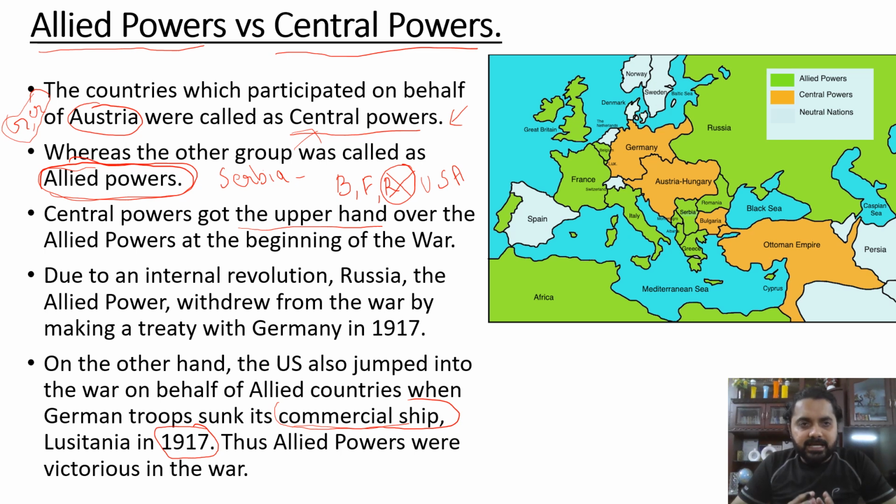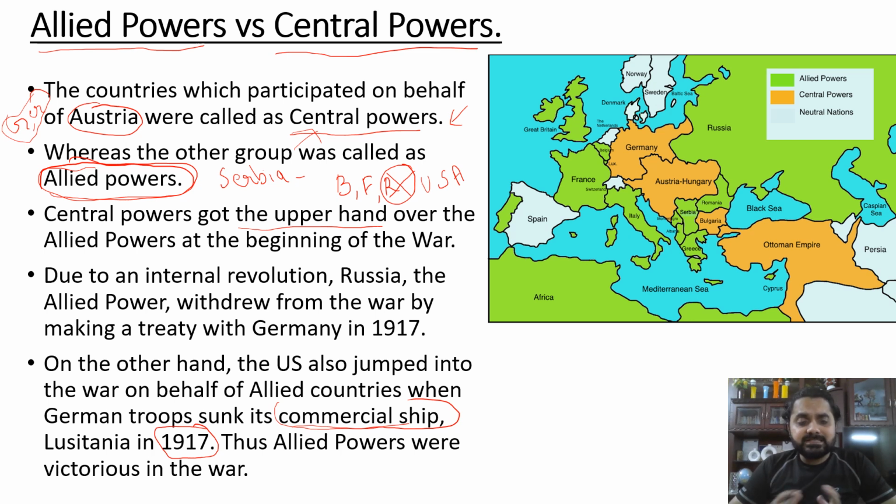Okay, in short, the elite powers included Serbia, Britain, France, Russia initially, but later Russia withdrew in the year 1917, because it had an agreement with Germany, and there was also an internal revolution going on in the country. So once Russia withdrew its support from the elite powers, the USA immediately joined the elite powers. Okay, on the other hand, we have the central powers. Central powers included countries like Germany, Austria, Hungary, etc.